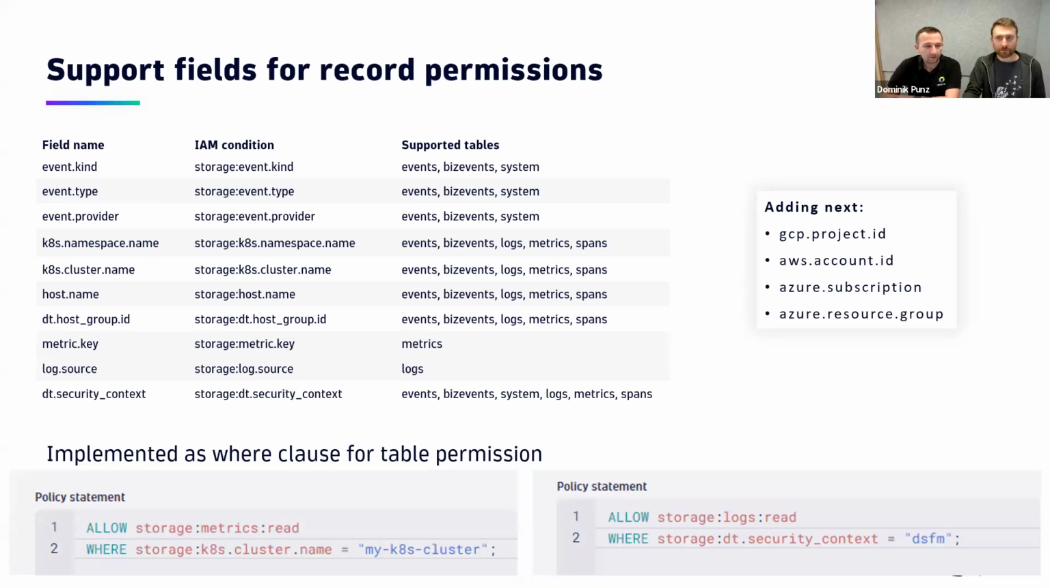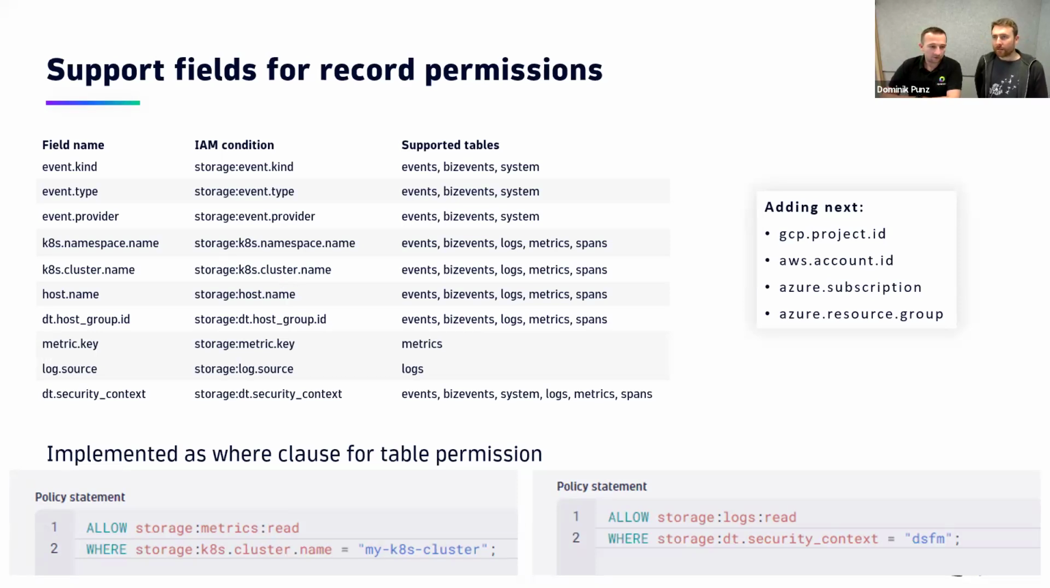Where can I see up to date all the fields for record level permissions? So this table was copied over from our online documentation. I didn't add the link here, but we are keeping the doc up to date. I think there's a page called IAM reference, where you will see all the supported fields for record permissions and the whole reference about how to define those policy statements.